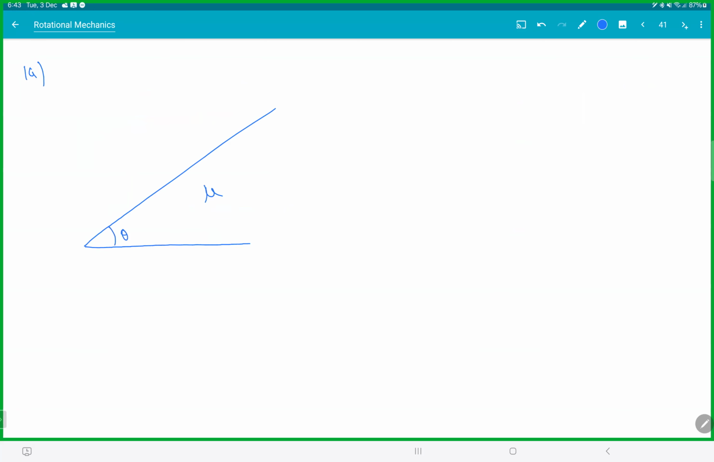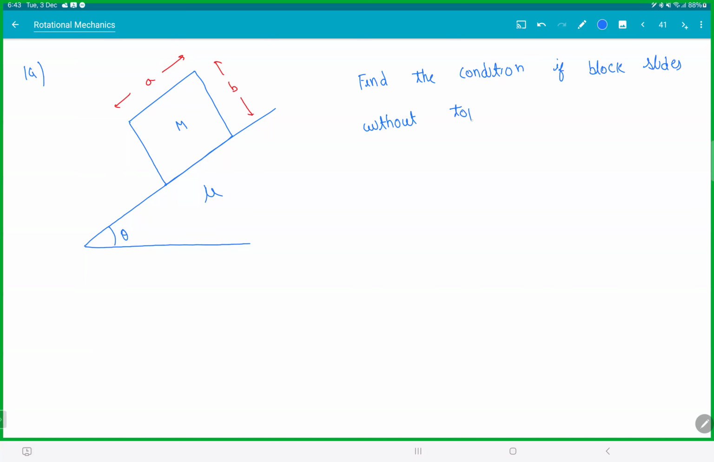So this is theta, this is mu. We got a block here. This is A. This is B. Mass is M. So the question is, find the condition. I want the block to slide. Means the block should slip. The block slides, but it should not topple. Block slides without toppling. You're getting what I'm asking?